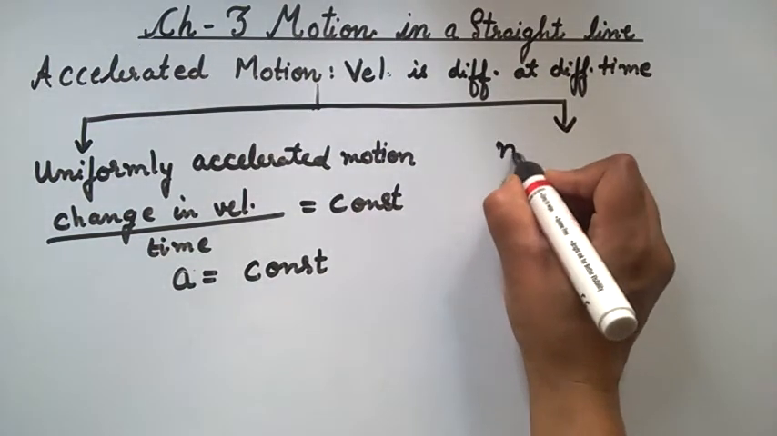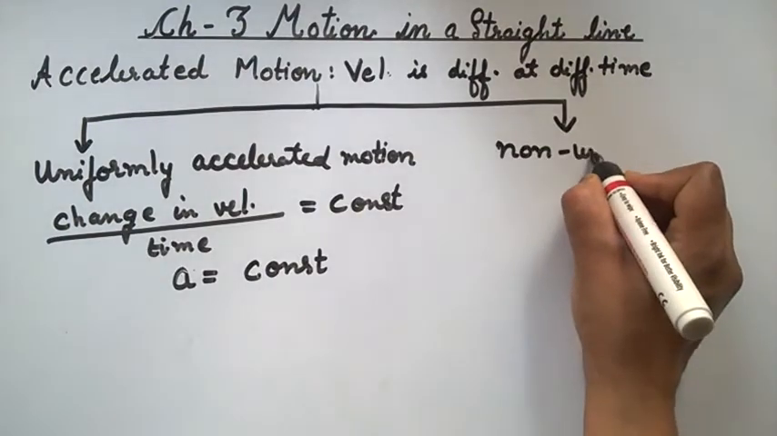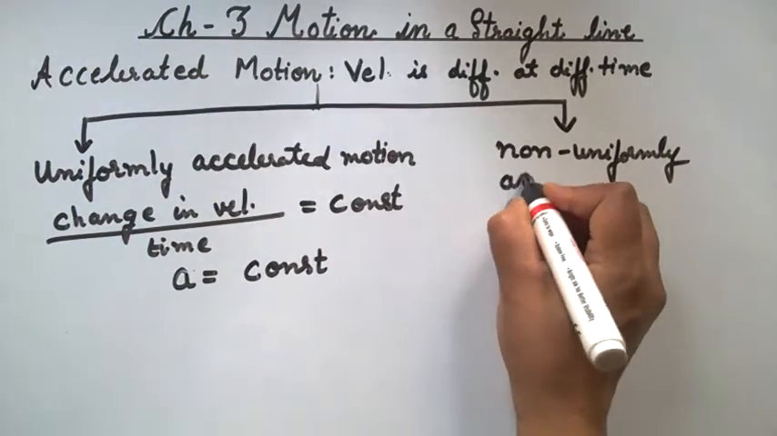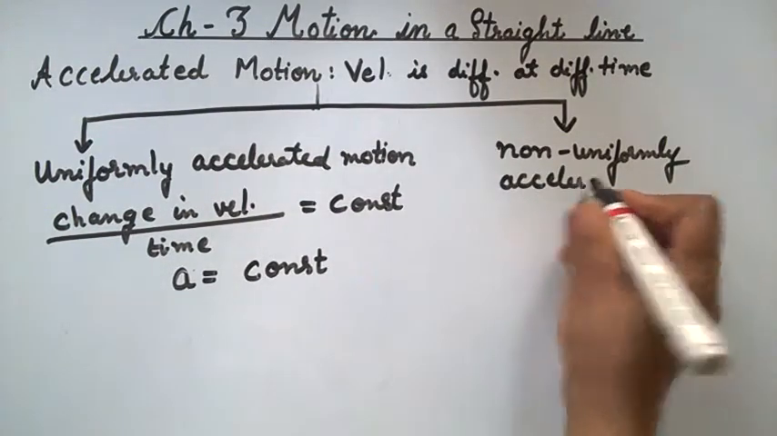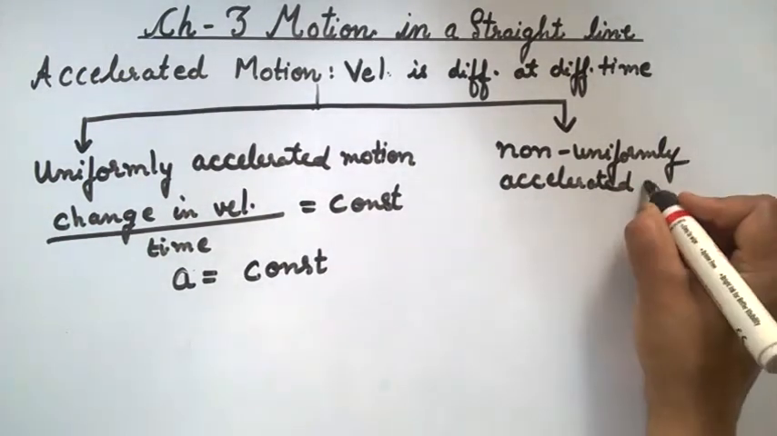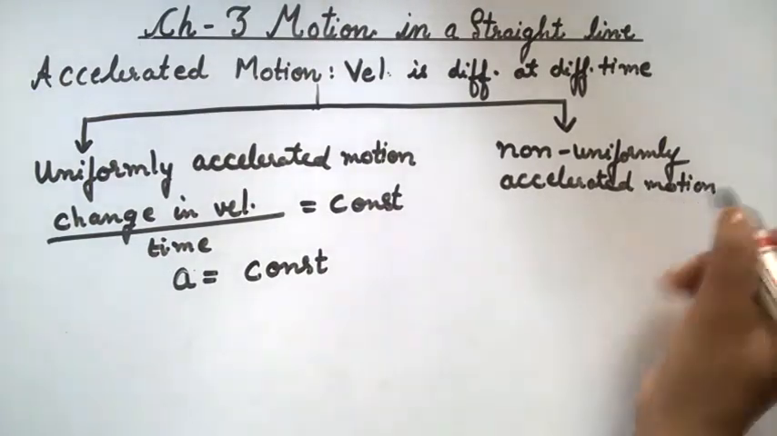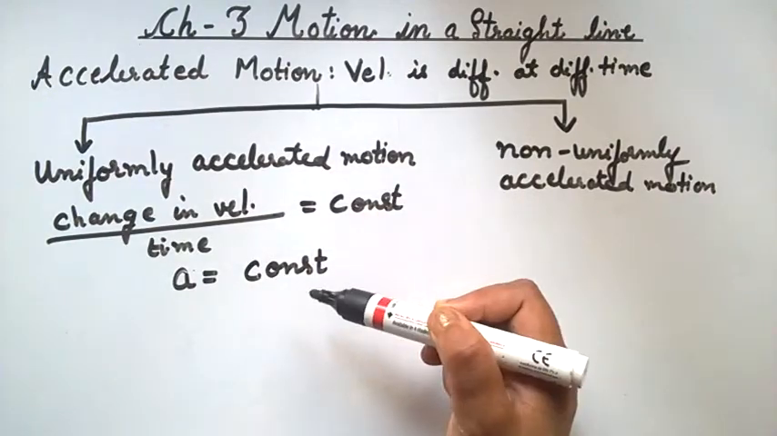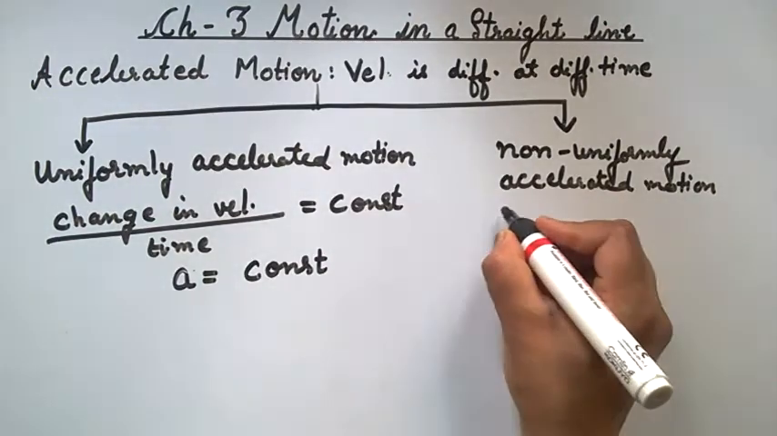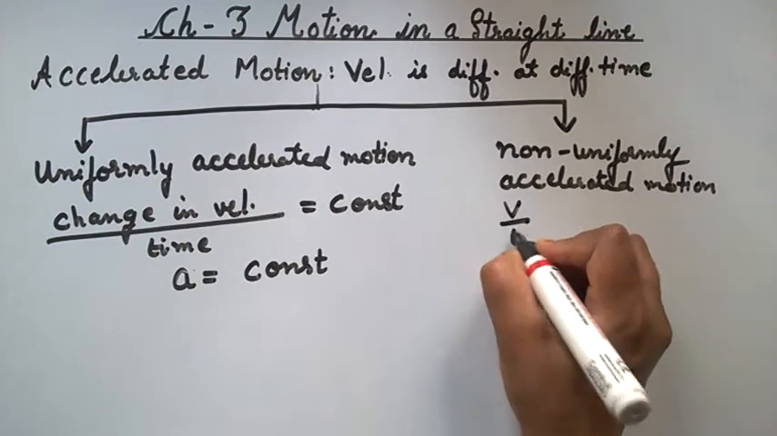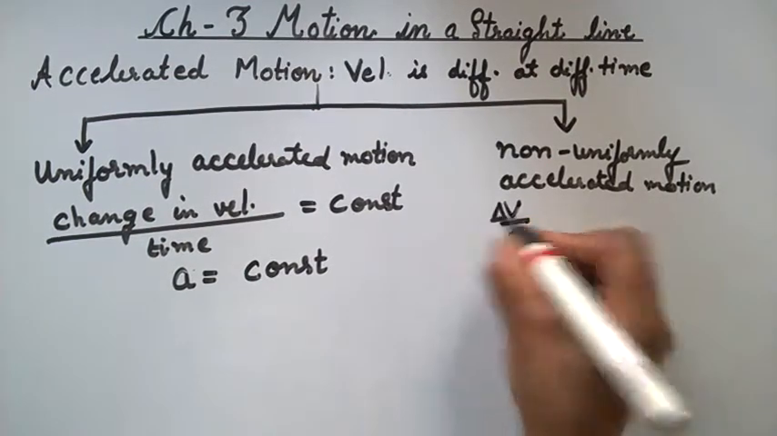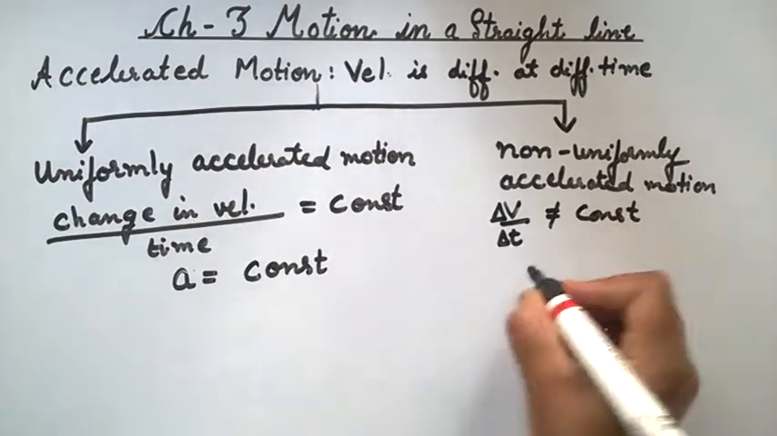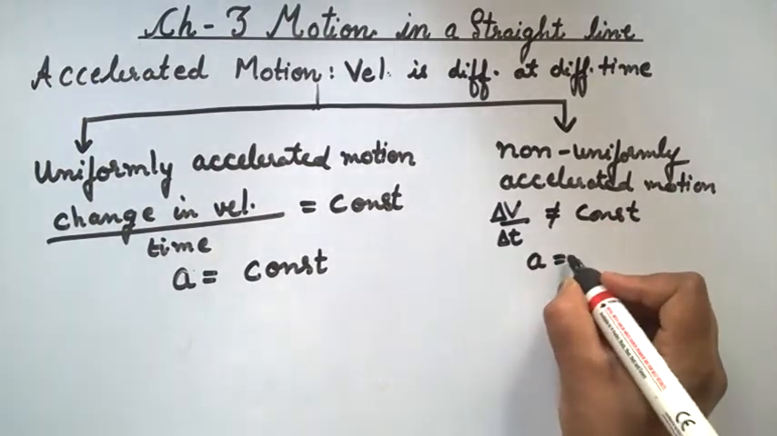Non-uniformly accelerated motion is that motion in which the change in velocity per unit time is not constant. Thus acceleration is variable.